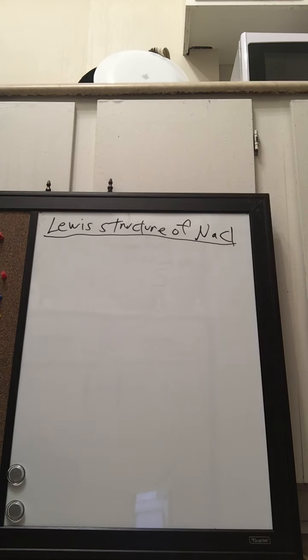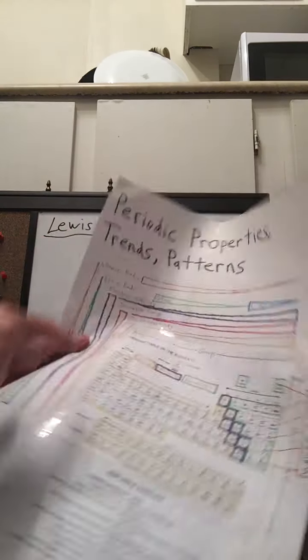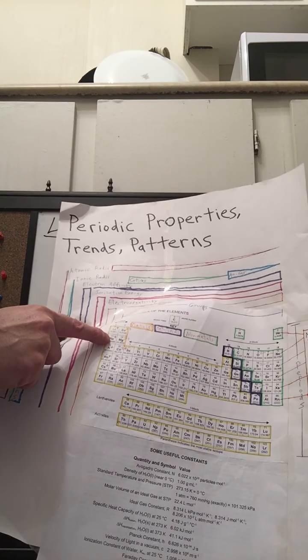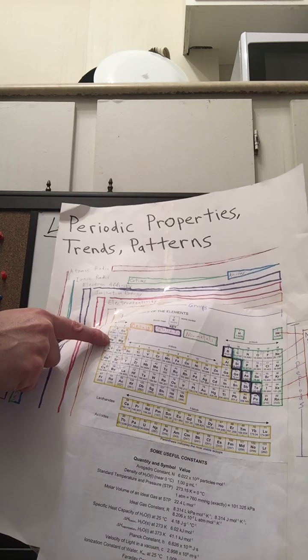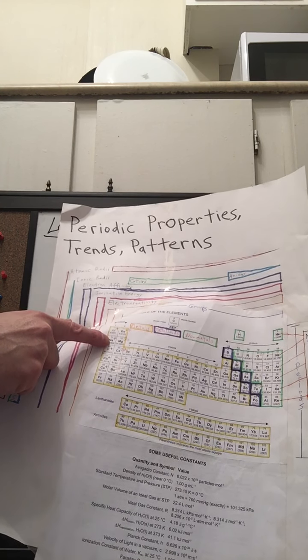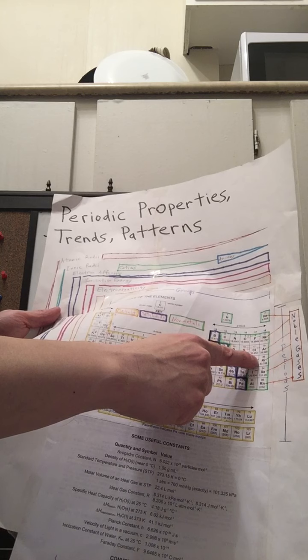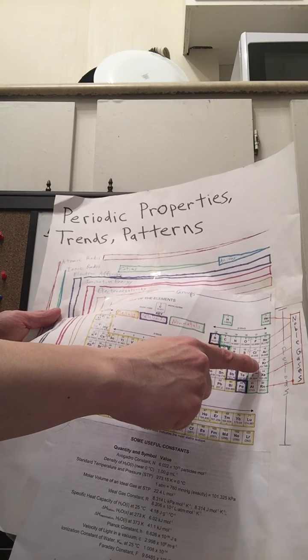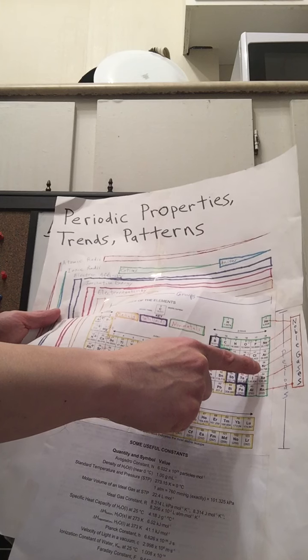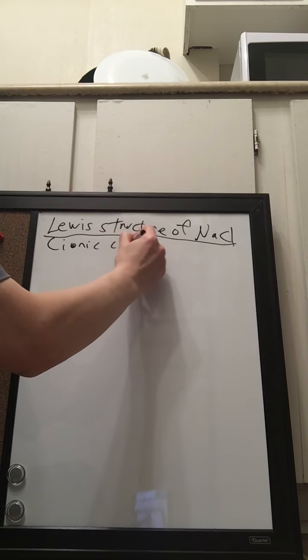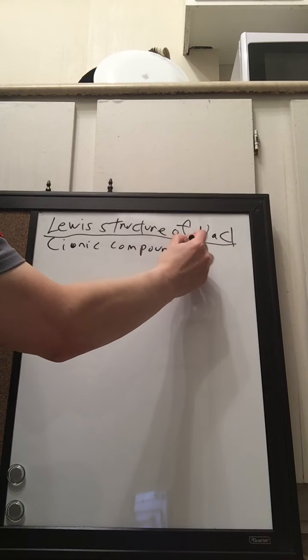So again, we go through the same process. If we look at our periodic table, we look for the sodium, which is here on the periodic table. Because it's on the left side, it's a metal. And we look at the chloride, which is on the right side. That's a non-metal. And so when we have a metal combining with a non-metal, again, it's an ionic compound.